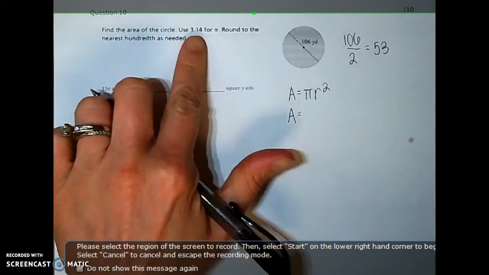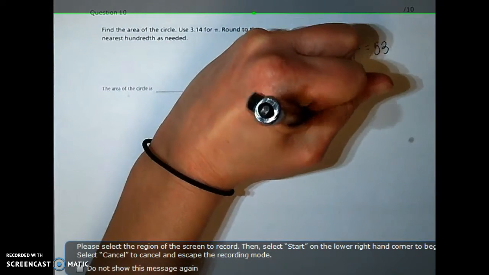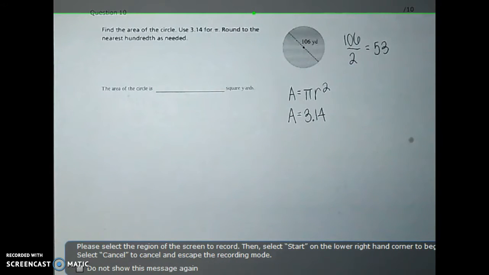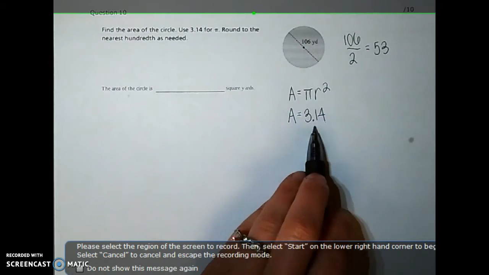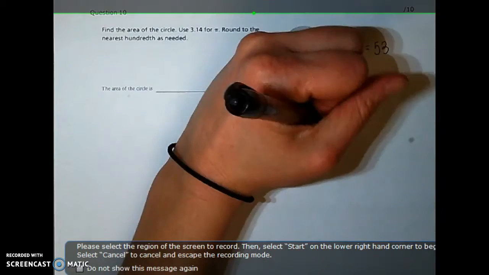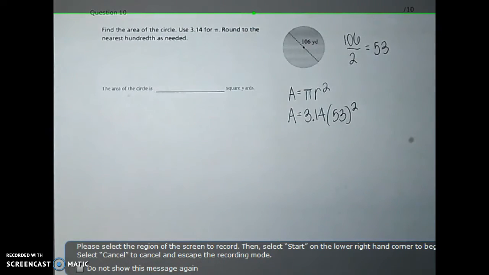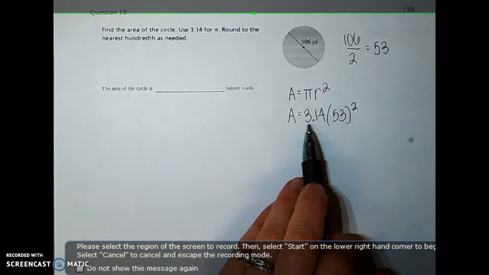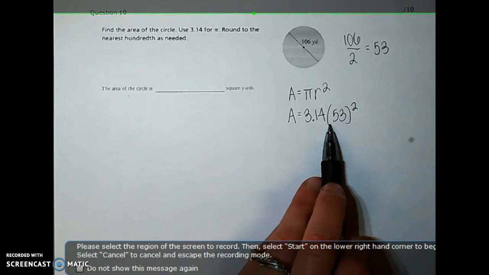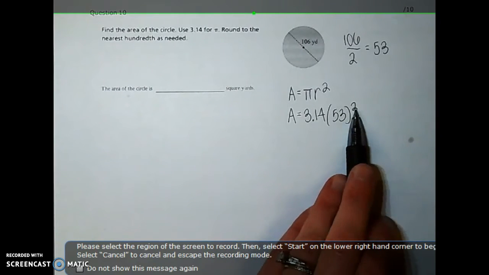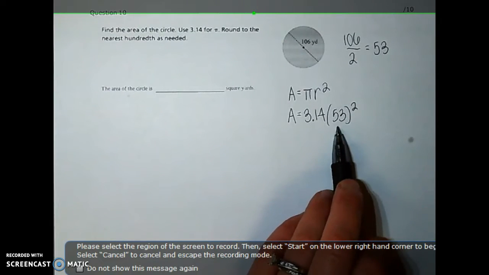Remember that we're going to put 3.14 in the place of pi, because we're not writing our answer in terms of pi. We're using 3.14 to evaluate our expression. So pi is 3.14, r is 53, so we're going to replace r with 53. And then we're going to simplify. Again, notice if we read this, it's 3.14 times 53 squared. So we have multiplication, we have an exponent, but we have to do our exponent first.